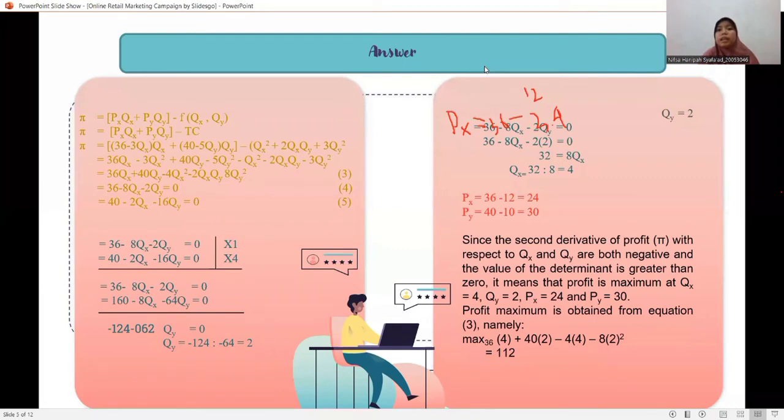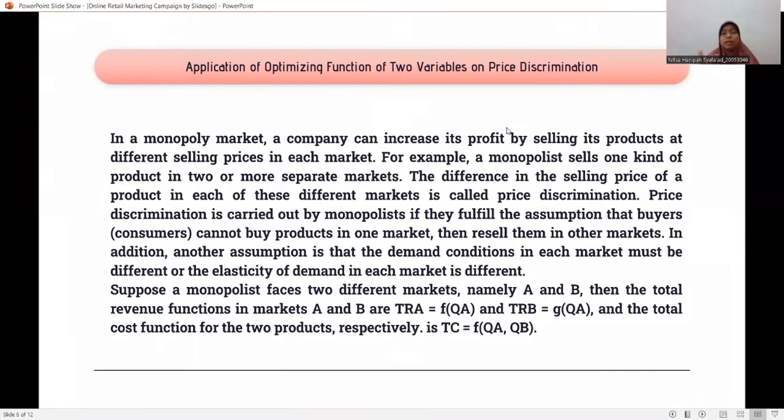Now, after this, we study the second material, that is the application of optimizing a function of two variables on price discrimination. In a monopoly market, a company can increase its profit by selling its product at different selling prices in each market. For example, a monopoly sells one kind of product in more than one separate market. The difference in the selling price of a product in each of those different markets is called price discrimination.